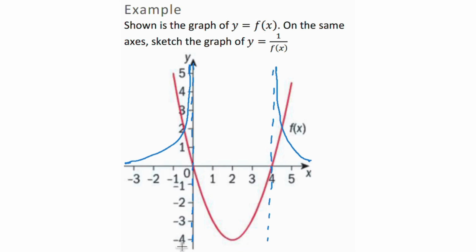The smallest value on this function is at -4. So when we do 1 over -4, we get minus a quarter. So that means this minimum is going to become a maximum about here, at minus a quarter. The x-coordinate has stayed the same. This is getting closer and closer to 0. So 1 over something that gets closer to 0 tends to infinity. And similarly on this side it is going to tend to infinity.